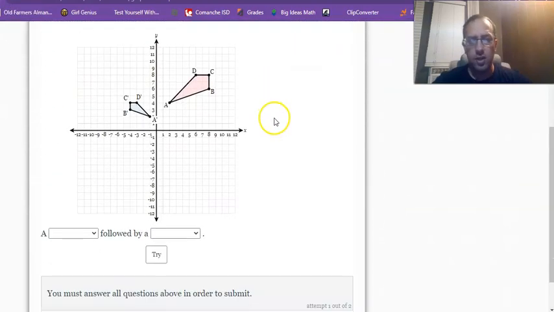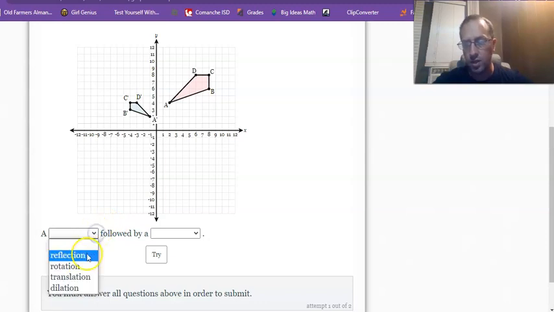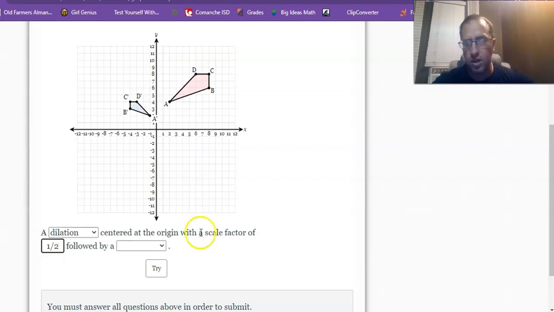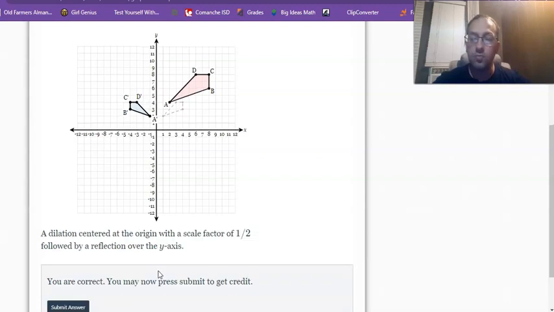Okay, so let's try it if we switch the order. So what happens if we do the dilation first? So dilation with a scale factor of 1/2 and, what else do we do? The one was a reflection over the y-axis. So it's the same thing, we're just changing the order to see if it works. There's the dilation and the reflection, and that works.